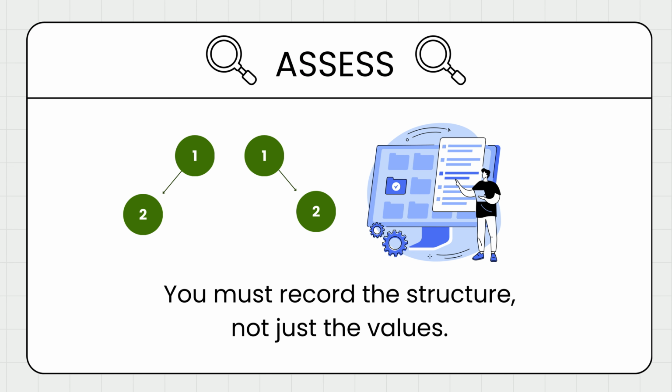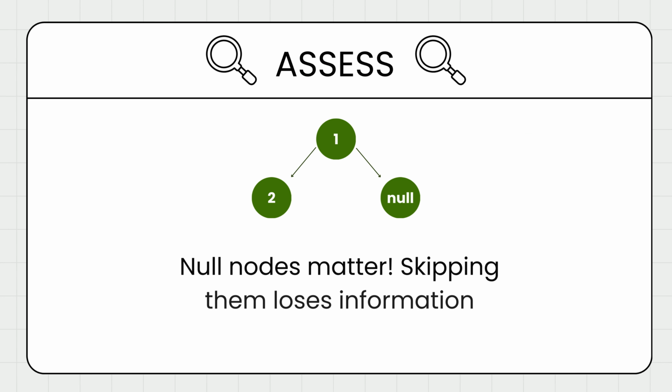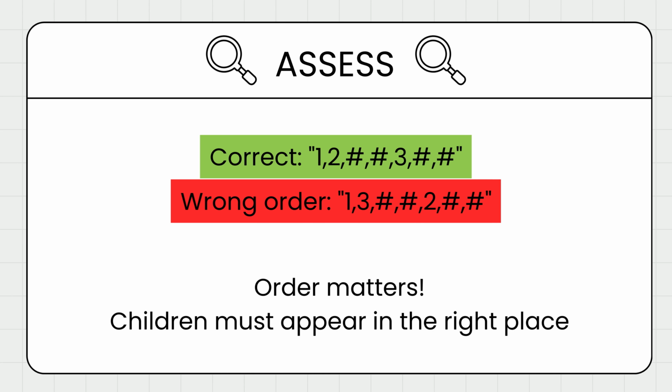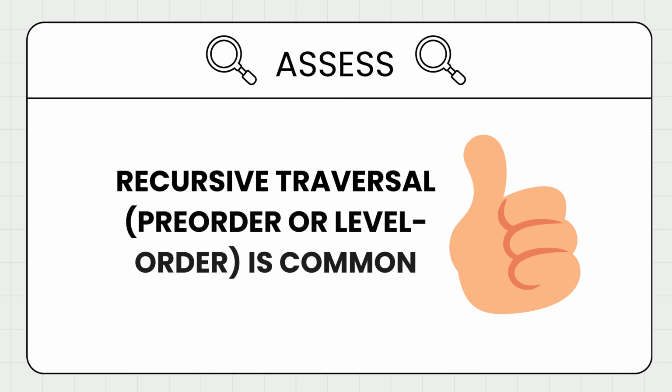Now let's assess. What's tricky? You must record the structure, not just the values. Null nodes matter. Skipping them loses information. Order matters. Children must appear in the right place. Recursive traversal, preorder or level order, is common.